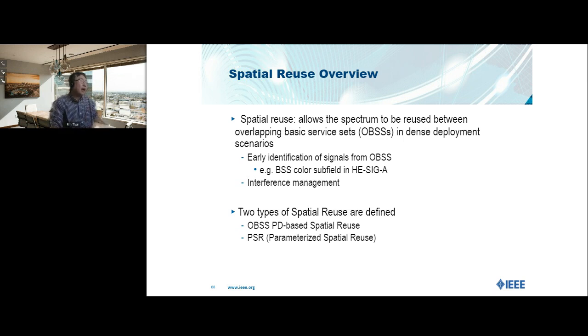Okay. So this is achieved by two things. The first one, you need to know the transmitted packet is from another BSS. This is achieved by BSS color in the HE-SIG-A field. It can also be achieved by looking at the MAC address field, this kind of thing. The other most important part is interference measurement. So today we'll talk about the two spatial reuse features defined in AX. One is called OBSS-PD-based spatial reuse. The other is called PSR, basically parameterized spatial reuse.